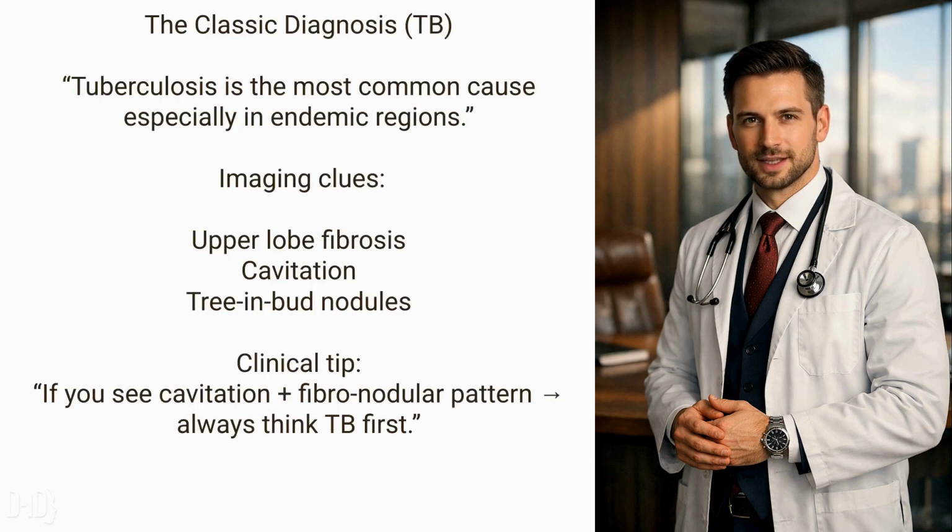The classic diagnosis of TB. Tuberculosis is the most common cause, especially in endemic regions. Imaging clues: upper lobe fibrosis, cavitation, tree-in-bud nodules. Clinical tip: if you see cavitation plus fibronodular pattern, always think TB first.